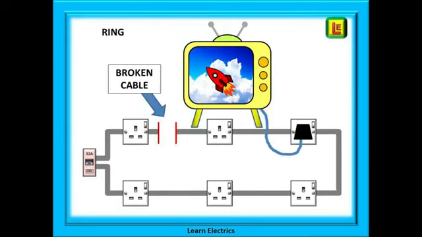If we now look at the ring circuit, there's a break in one leg of the circuit, but the television continues to work. So how is that? Because there are two paths for the current to flow, the television still receives an electrical supply along the unbroken leg. The customer will not know that the circuit is broken, and why should they?